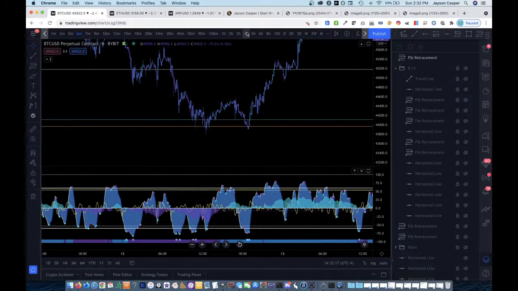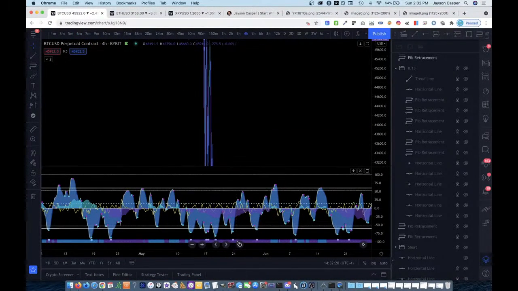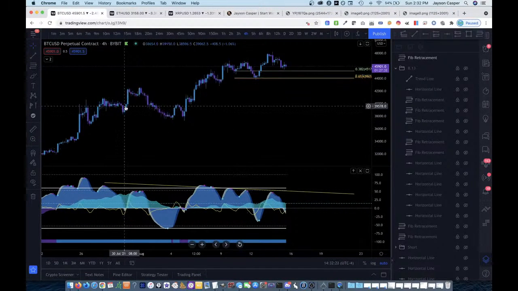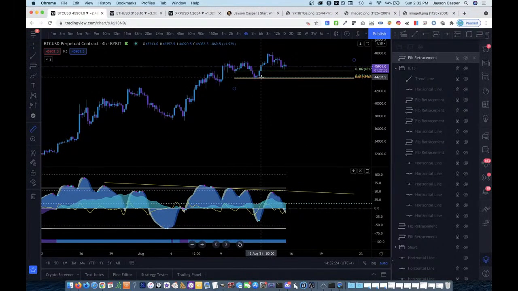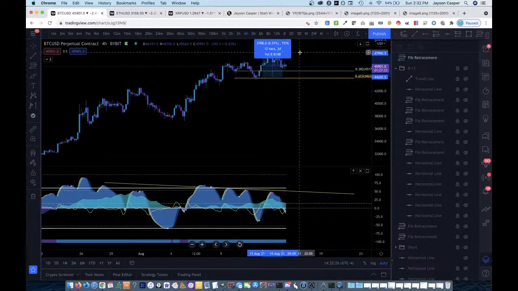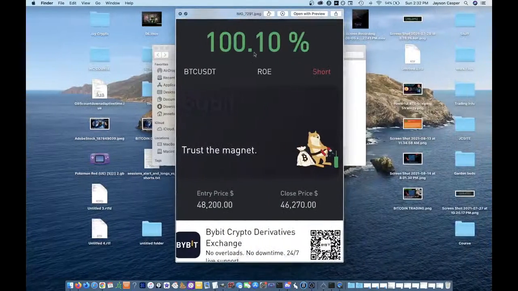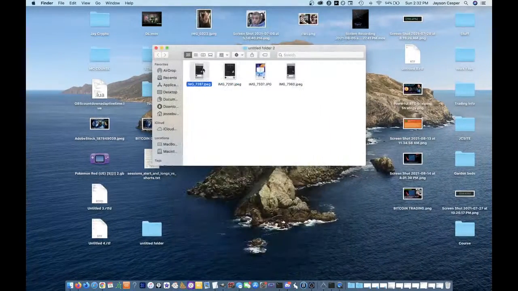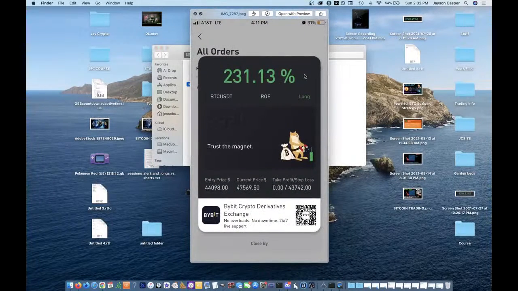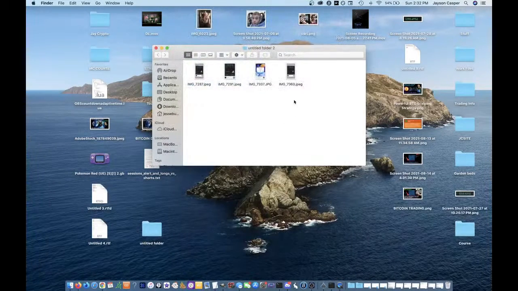And that's exactly what we got. Look at the trade, guys. Look at what happened after we came down to that golden pocket with the divergence. What happened? 8%, which is a lot for Bitcoin. You're using some leverage. 231% gain. Yeah, I do use some leverage, guys.